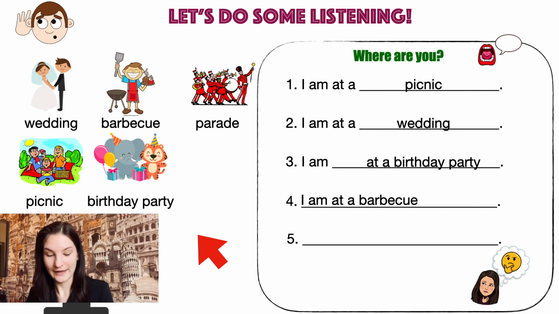Good. And number 5. You are in the city. There are lots of happy people. Some people are dancing and some people have special costumes. Where are you? So we have dancing people, we have music, it's in the city, and some people are wearing costumes. Where are you? I am at a parade.